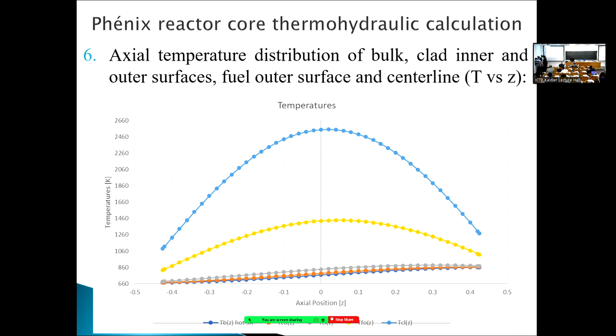You see there's a big gap between the fuel outer temperature and the clad inner, mostly because of the insulating properties of the gap. We checked if everything was okay, but it's possibly the input data.